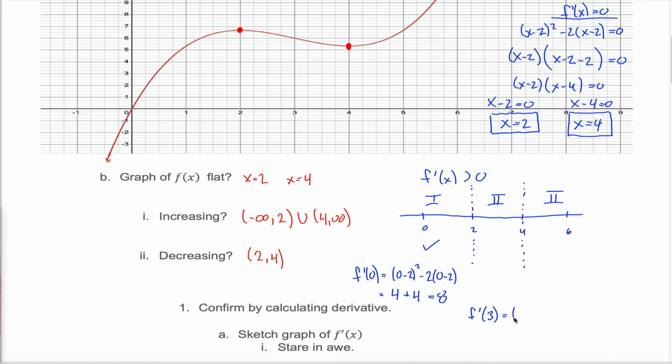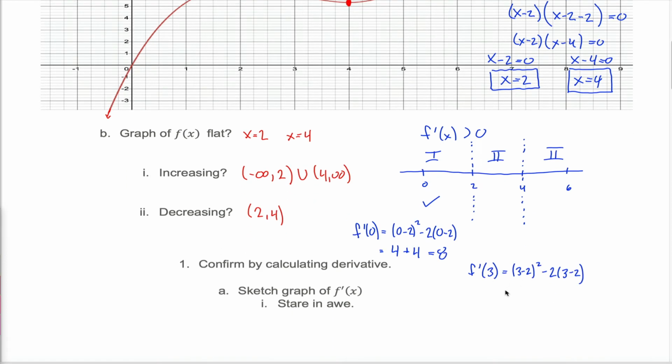Well, let's see. If I put 3 in, I got (3 minus 2) squared minus 2 times (3 minus 2). What's this thing equal to? 3 minus 2 is 1, and 1 squared is just 1. Minus 2 times (3 minus 2). Again, 3 minus 2 is 1. Negative 2 times 1 is negative 2. So I got 1 minus 2, in other words, negative 1. I don't really care about the value of this thing. I just care that this thing is less than 0.